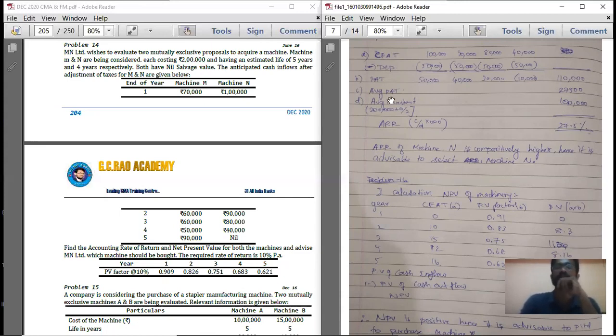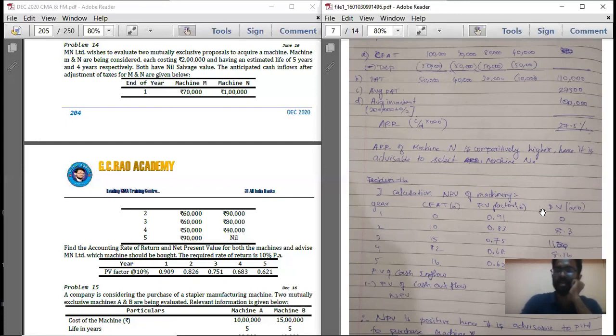So we are going with initial investment; we are not going with average investment. Below that formula, record 1 lakh 10,000 divided by 4, whole divided by 2 lakhs into 100. 1 lakh 10,000 divided by 4 is 27,500, divided by 2 lakhs into 100. You are getting 13.75. So ARR is equal to 13.75%.